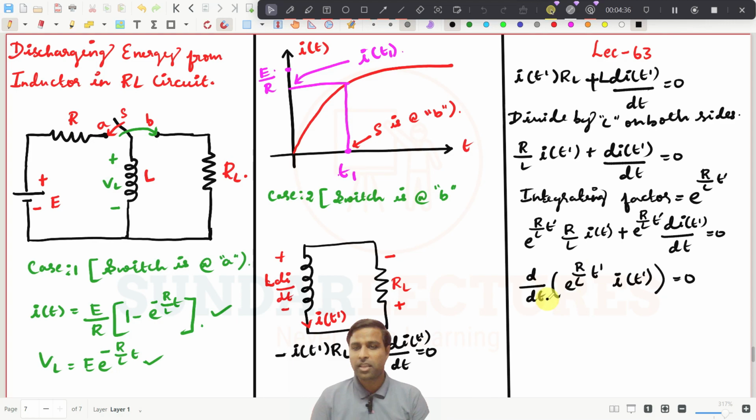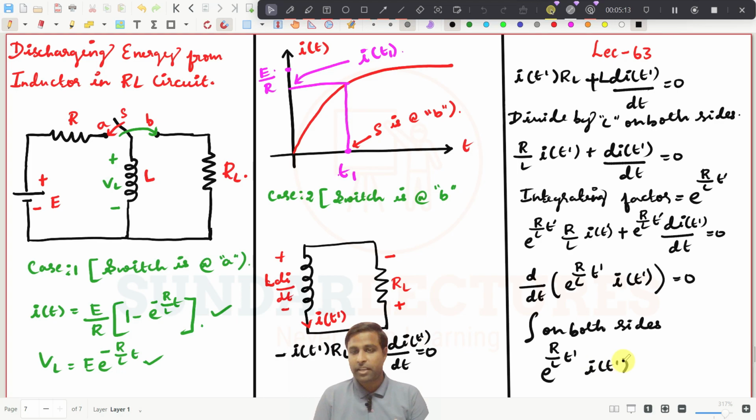It is simple, right? Because we have to integrate this one keeping this one as it is. That is what we have done here. We have just integrated, right? Everything you know. Before that, we have seen an expression like this in the previous class, right? So now we can integrate on both sides. What you will get, this will be cancelled out, and finally I will get e power R by L t' into i(t') equal to the integrating constant, which is A, right? So this is the expression.